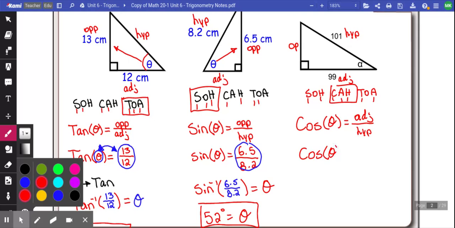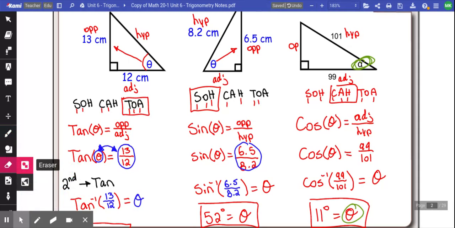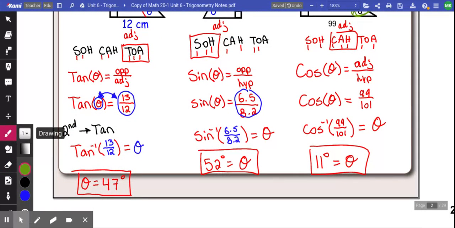Plug in your numbers. Because you're looking for an angle this time, you're going to hit second cos. That puts the fraction underneath the brackets or inside the brackets. You put that in your calculator, second cos 99 divided by 101, and you get 11 degrees equals your missing angle. Well, in this case, the angle was actually called alpha. It was this guy instead of this guy. So we technically should write it proper.